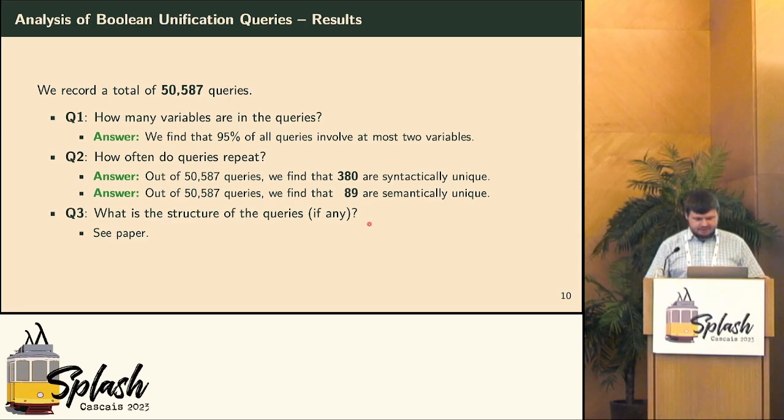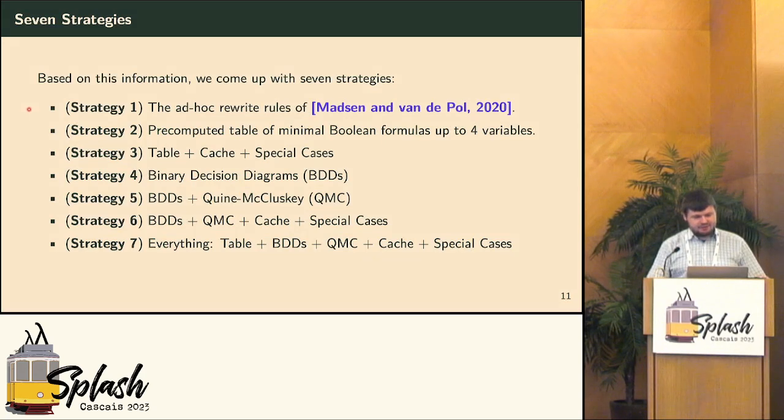Okay, so given this knowledge, what can we do? We came up with a sequence of strategies as follows. The first strategy is just the original baseline from the paper. Then the second strategy is that, well, we know there are few variables in play. So we pre-compute a table that for every Boolean formula of 4 variables or less tells us its minimal representation. So you give me some large Boolean formula, but if it has 3 variables, I can compute its function profile and look it up in the table and get a minimal representation. Then we take the table and we add caching. So if we've seen the query before, then we just use that answer. And finally, we add something even faster than caching. We hard-code a few special cases that repeat a lot.